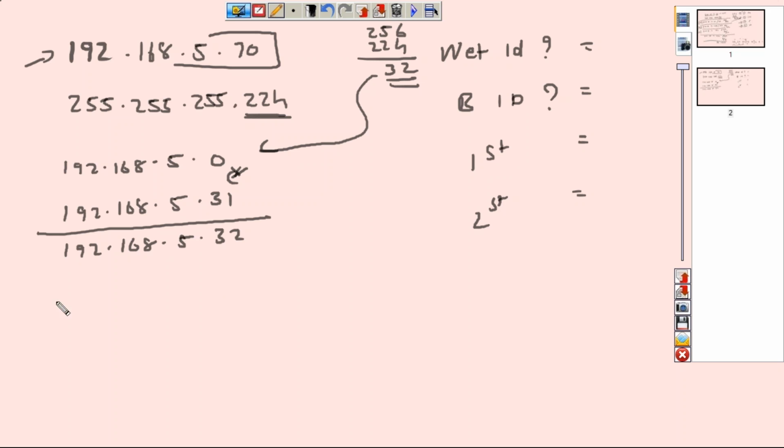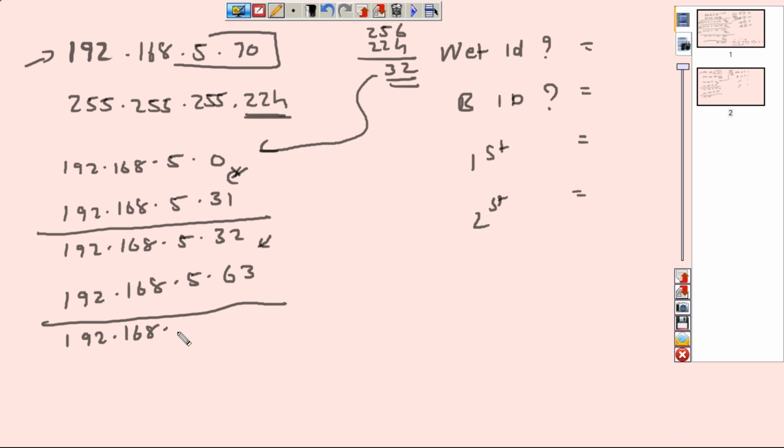32 plus 32? 64. Come back to the networking world. 63. Right. Is the 70 inside? No. So we continue. 192.168.5.64. Again, we add the block size. 64 plus 32? 95. Right on. So 192.168.5.95. Is 70 in there? Yes.